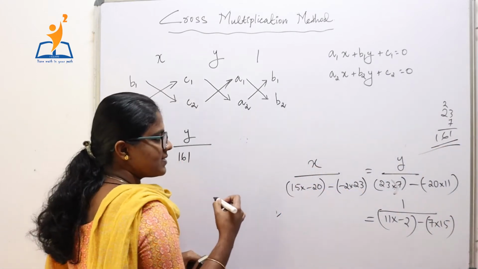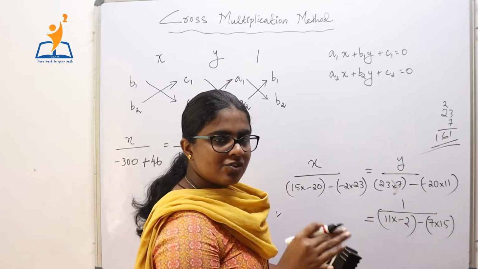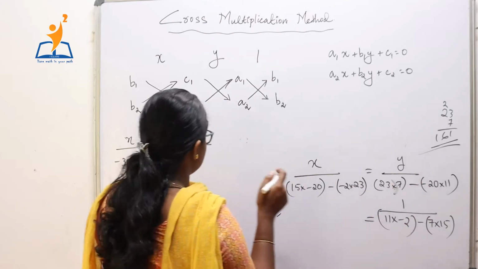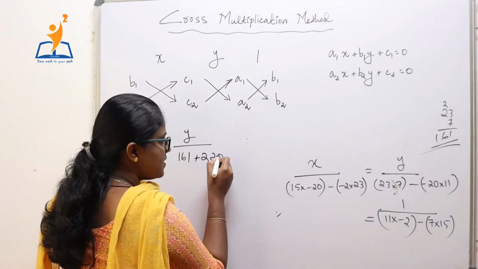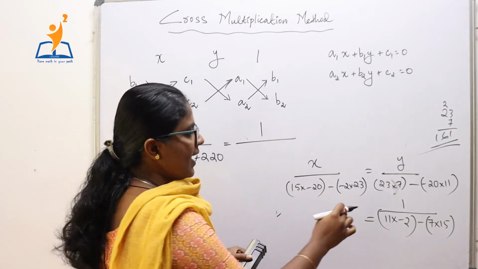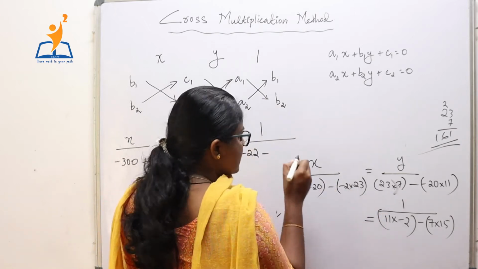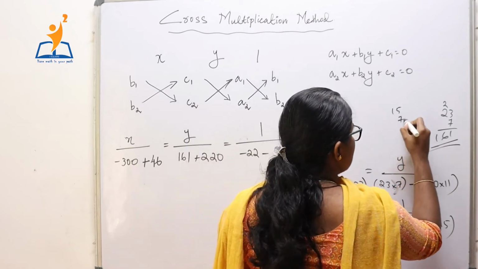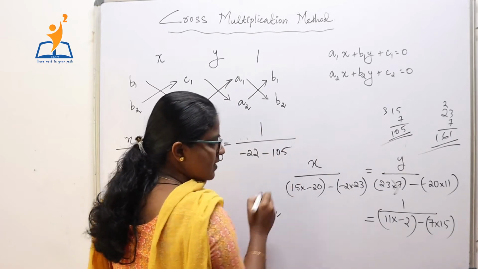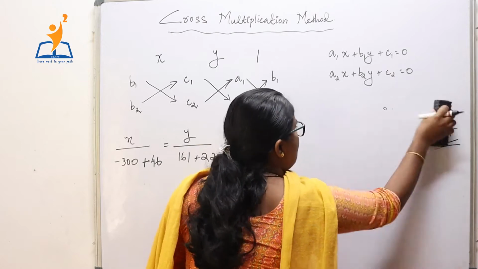161. Okay, 161 minus 20 into 11. 2 into 11 is 22 and 20 into 11 is 220. This negative and negative become positive, so it will become plus 220. That's it. y by equals to 1 by 11 into minus 2 is minus 22 minus 7 into 15. 15 into 7 is 105. So minus 105. So now we want to simplify this.